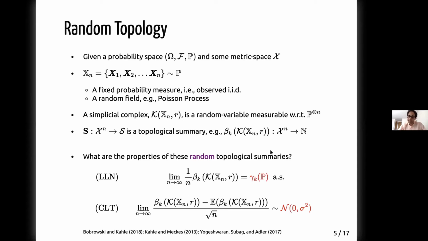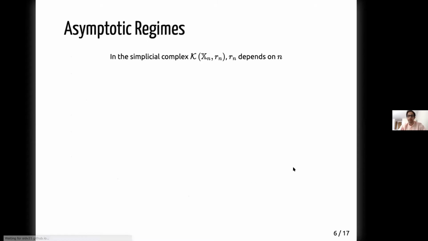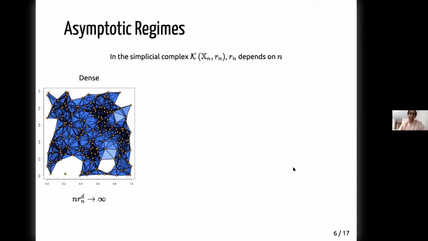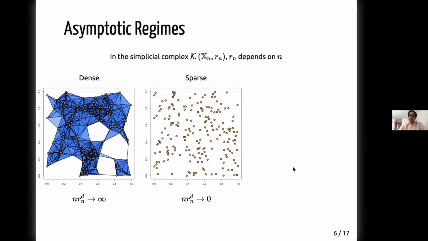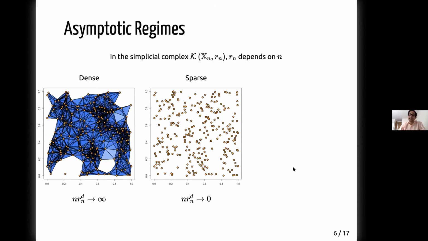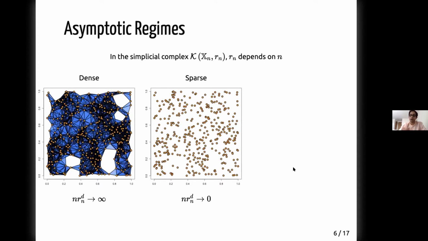The limits are highlighted in red because it turns out that the asymptotic behavior of the random topological summaries qualitatively differs with the rate at which the radii of the balls shrink to zero as n goes to infinity. If it decays very slowly, then everything is connected, and this is known as the dense regime. If it decays too fast, then everything is disconnected, and it's called the sparse regime.